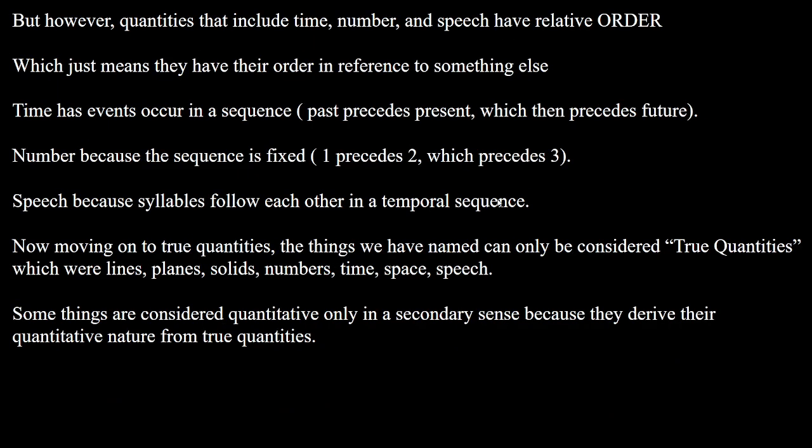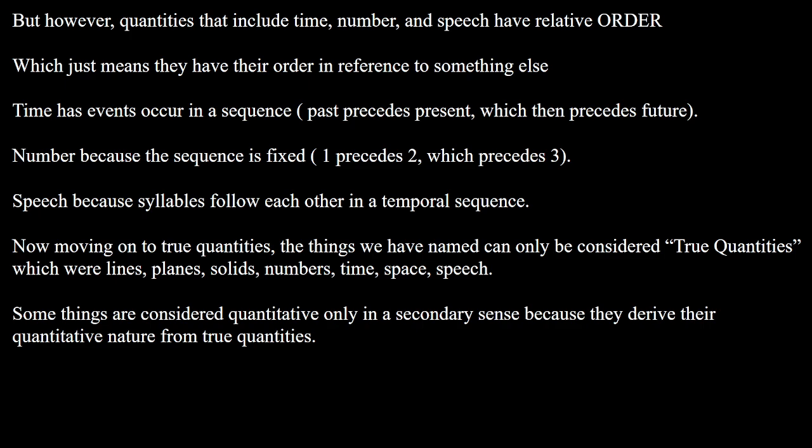However, quantities that include time, number, and speech have relative order, not relative position, which just means that they have their order in reference to something else. For example, time has events occur in a sequence, which is past before present and present before future. Number, because the sequence is fixed, 1 precedes 2, which precedes 3. Speech, because syllables follow each other in a temporal sequence.